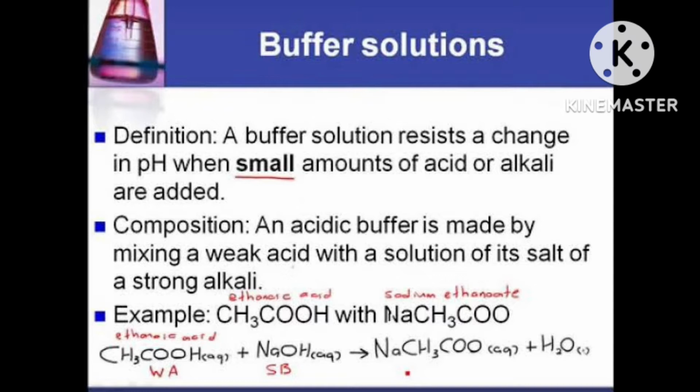Another example, salts of a strong acid and a weak base. Example is ammonium chloride.